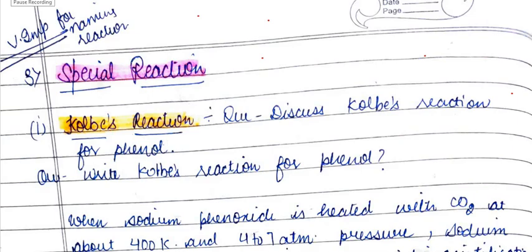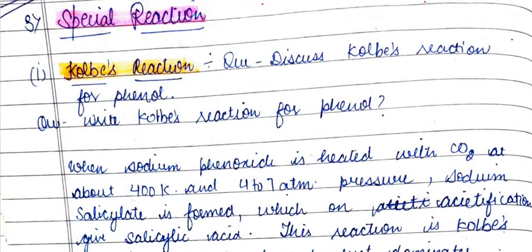Today we will start with special reactions of phenols, and first is Kolbe's reaction. It can be asked as discuss Kolbe's reaction for phenol or write Kolbe's reaction for phenol. It can be asked in any form. In discuss, we have to write in detail. In write Kolbe's reaction, we can just write it in shortcut.